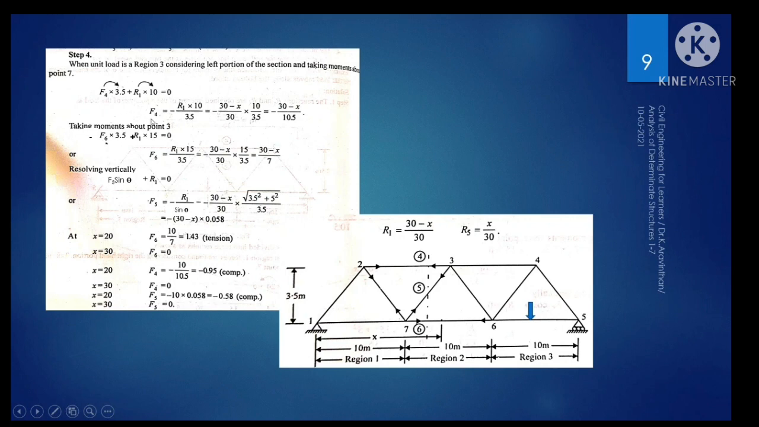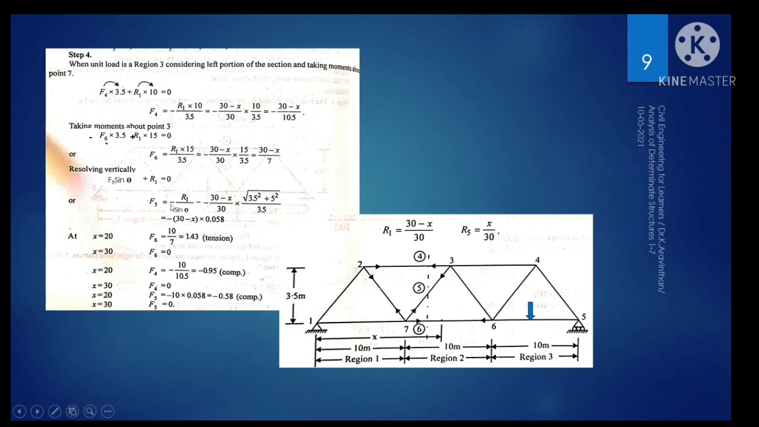So for finding F4, you can substitute 30 minus x, that is, if you substitute 20, so 30 minus 20 will be minus 10 divided by 10.5 equal to minus 0.95, that is in terms of compression. Okay, if you substitute 30, what will happen? 30 minus 30 will become 0. So F4 will be 0 here.